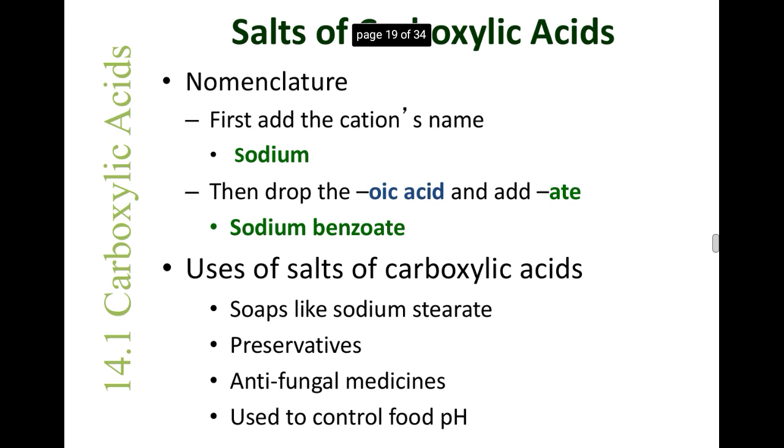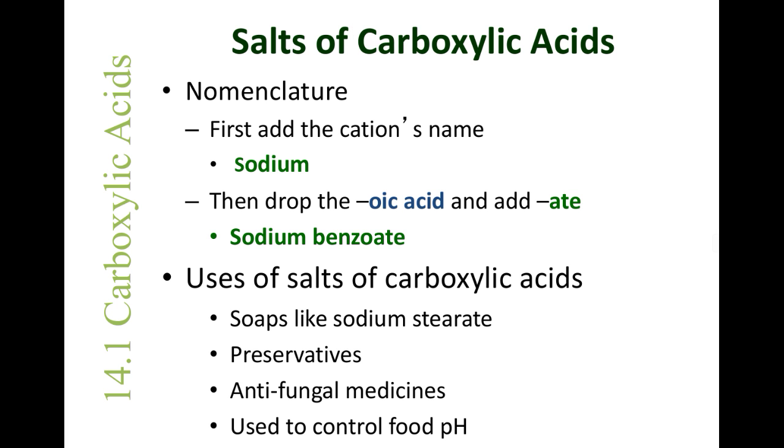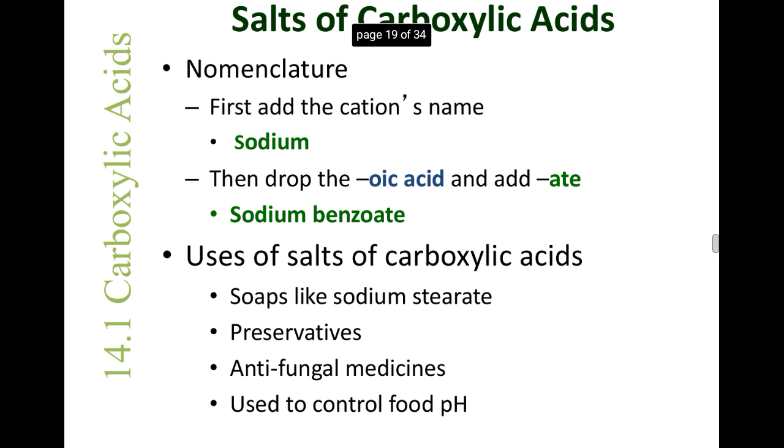So how do you name the salt of a carboxylic acid? First you're going to start by naming the cation. So naming a cation is very simple. So it could be, for example, sodium, or it could be lithium or potassium, etc. Then you're going to drop oic acid. So if you had sodium benzoate, let's say, that would look like this. Everybody knows by now that this would be benzoic acid, right? This would be benzoic acid.